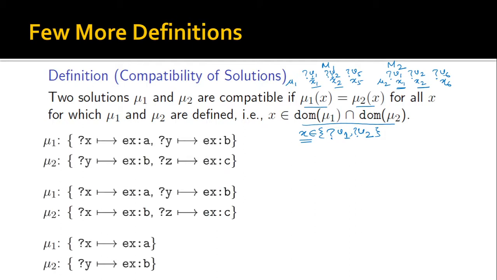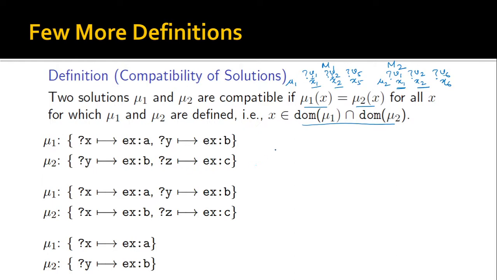Now let us take an example and I'll try to clarify the thing a bit more, right? So there are three cases, so three pairs of solutions. Here we are having mu1 with two variables, x and y. We are instantiating x with a and instantiating y with b. And in mu2, we are instantiating y with b and z with c, right?